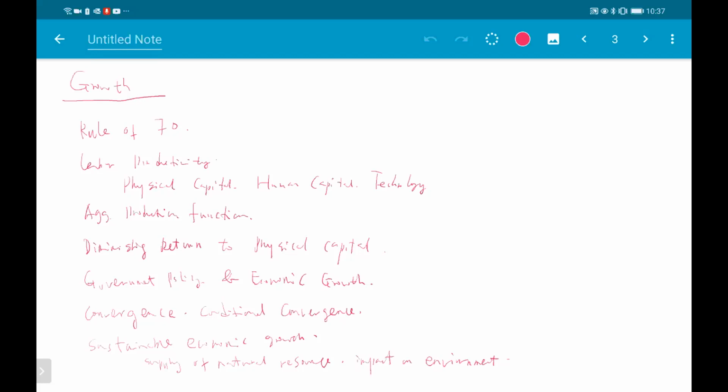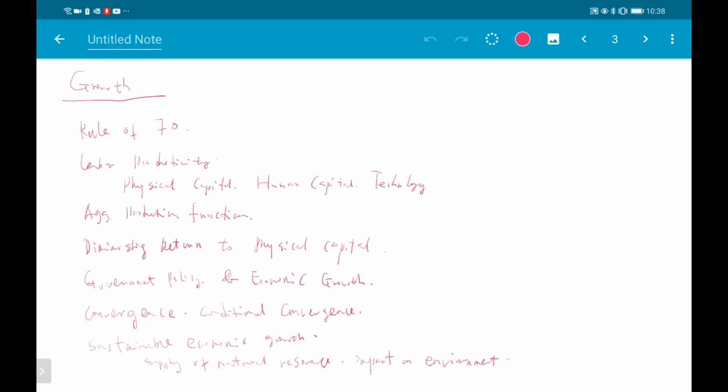And based on those observations, we look at the aggregate production function. Essentially, it tells you labor productivity as a function of physical capital, human capital, and technology. Regarding the production function, there's a very important and interesting property, which is diminishing return to physical capital. After that, we look at government policy, how government policy can promote economic growth, and what type of government policy can promote economic growth.